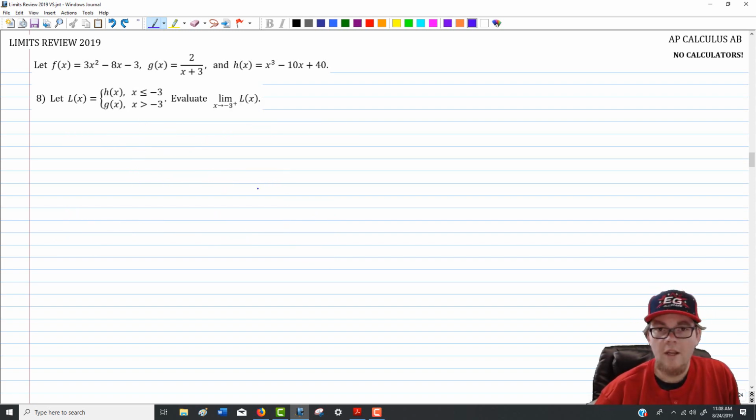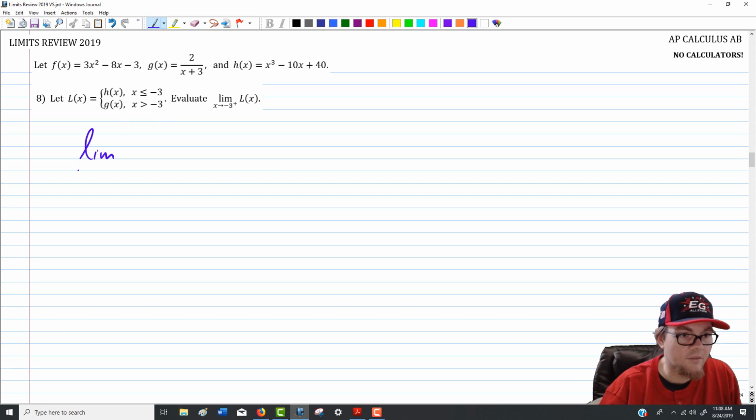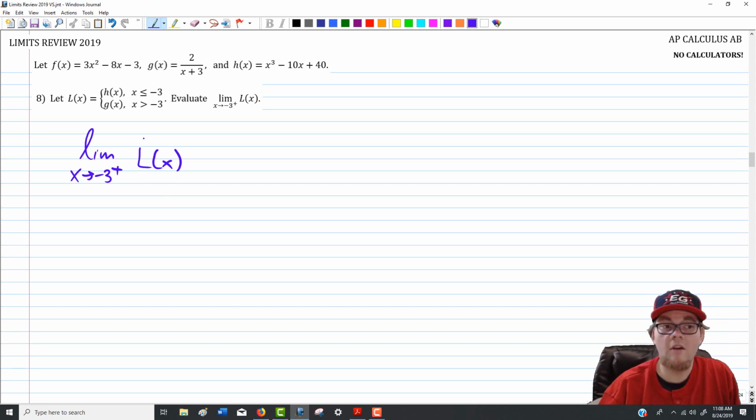Okay, moving on to question number 8. This is your left-hand, right-hand, one-sided limit kind of problem. We're supposed to evaluate the limit as x approaches -3 from the right side of L of x. We want the values on the right, so we want bigger x values. Bigger x values occur when x is larger than -3. So what we're going to do is evaluate whatever g of negative 3 is equal to.